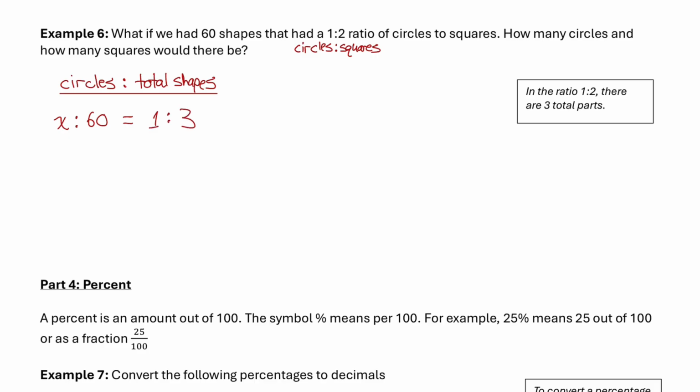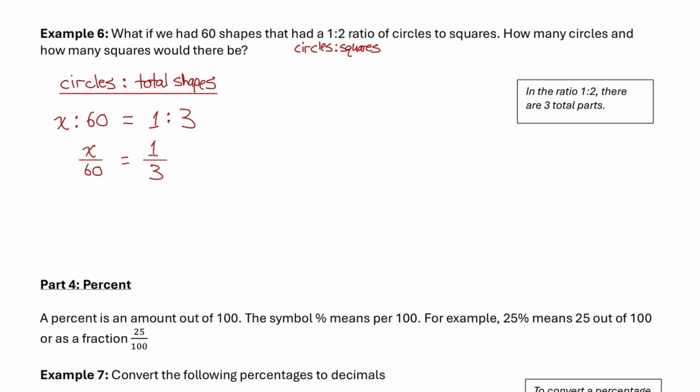If we look over to the right here in this note, in a 1-to-2 ratio, the total number of parts is just equal to the sum of the two numbers in the ratio. 1 plus 2 is 3, so there are 3 total shapes in that ratio. And I should also note we're using ratios here, not rates, because we're dealing with circles and squares. Those are both shapes. Those are like objects. And what I can do now is solve for this value of x by first writing these ratios as fractions. And now I just have to solve for what value of x makes this proportion true.